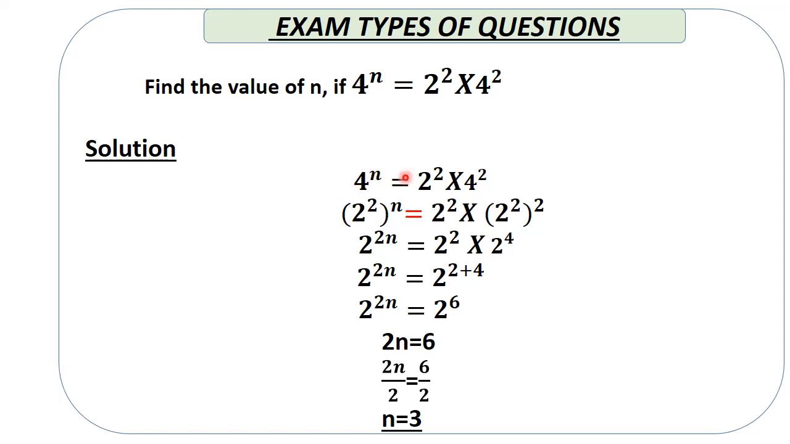Then here we have 4 power n, and the whole of this side is 4 power 3. So the bases are the same. Then the power this side is n, and the power this side is 3. So n is equal to 3. So that's another way in which you can deal with it. But the job is to make sure that you have the same bases. So this is how to deal with exam types of questions.